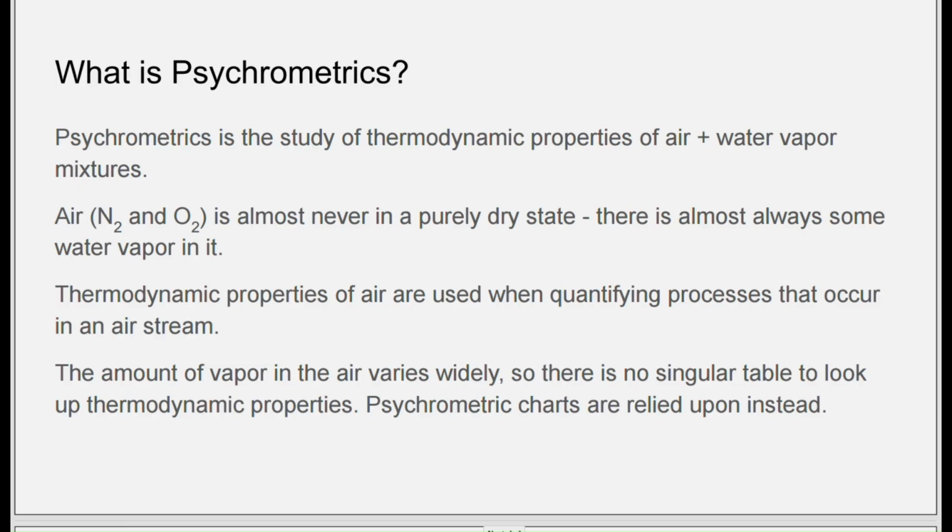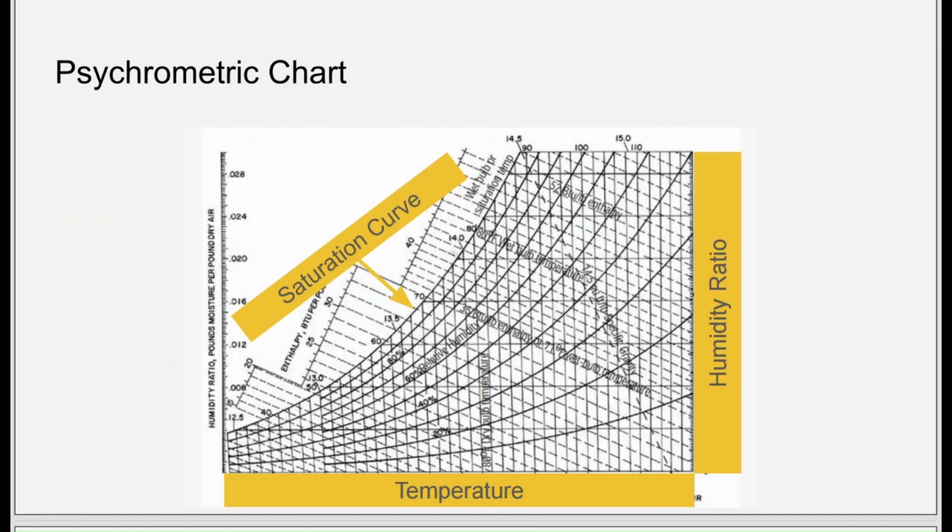And the amount of water vapor in the air varies all the time if you're looking at outside air. So you can't just use a lookup table. You typically use a psychrometric chart if you're going to do any kind of lookups. So let's get into what psychrometric charts are.